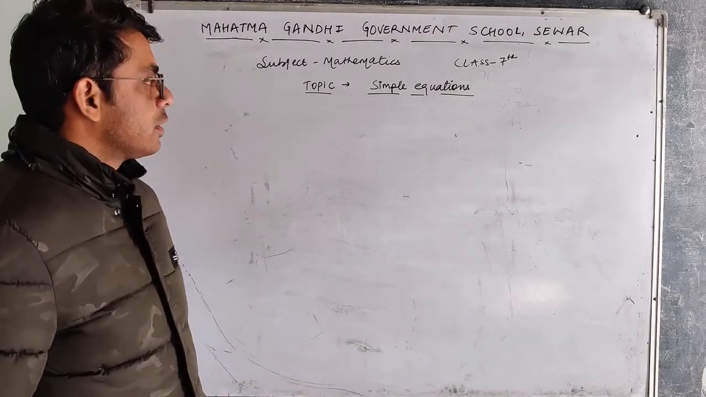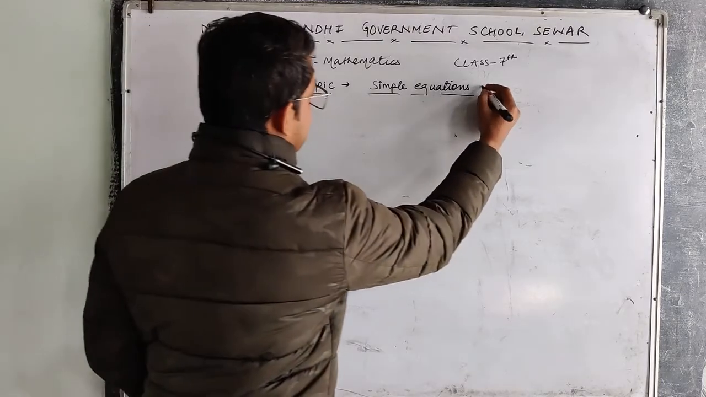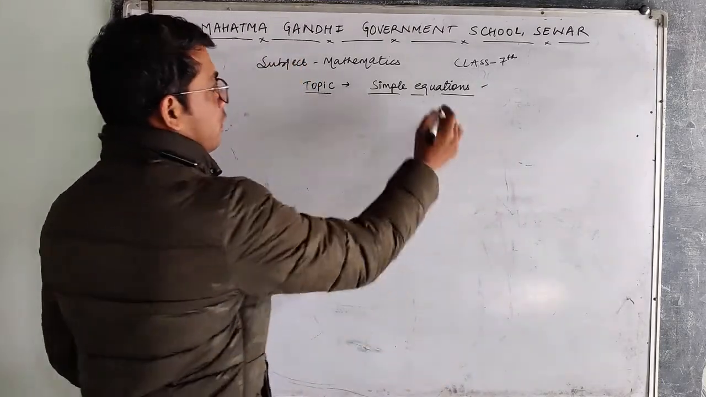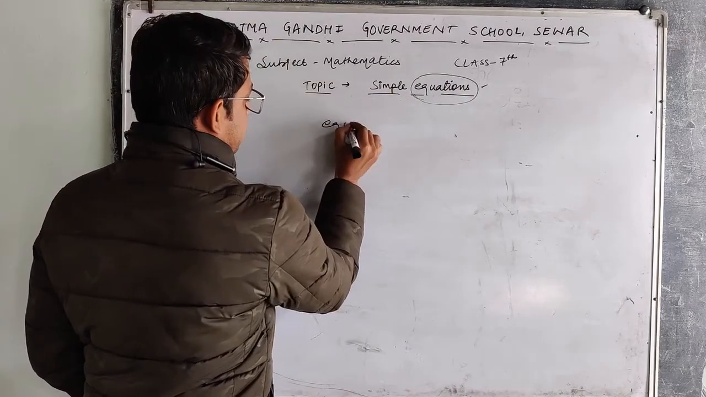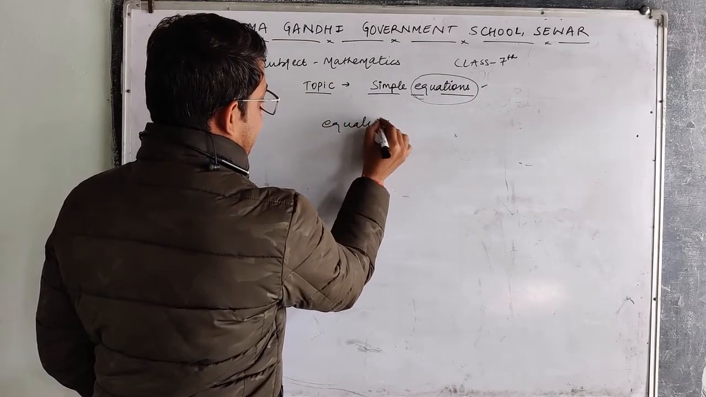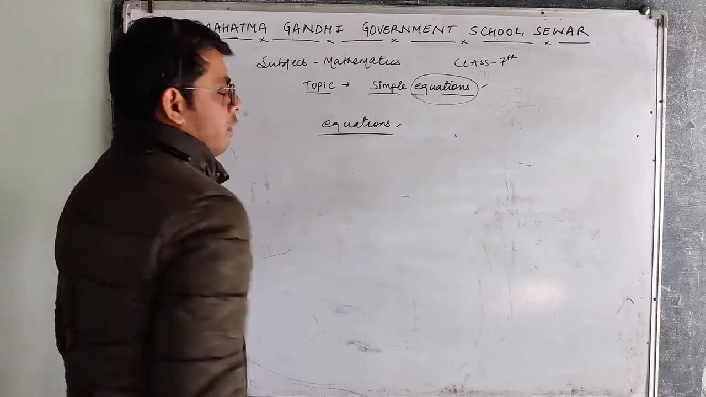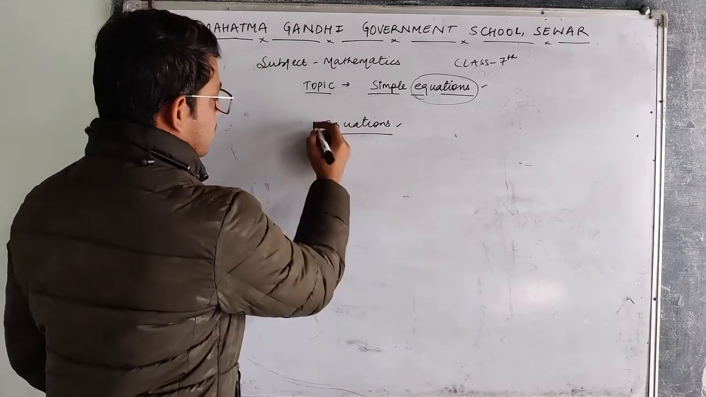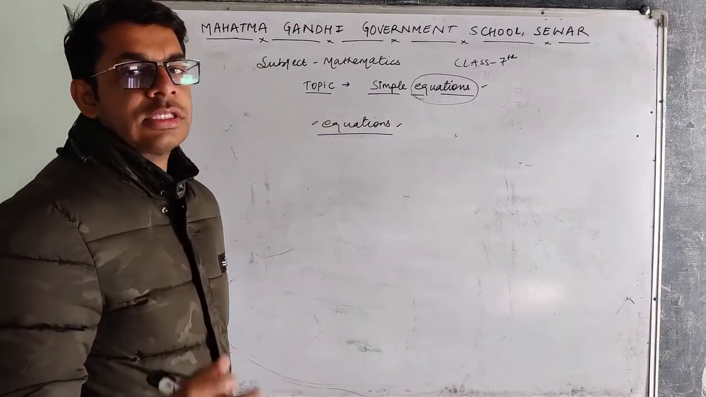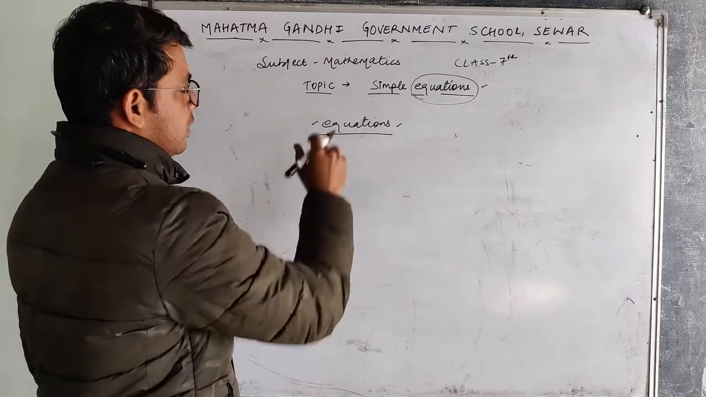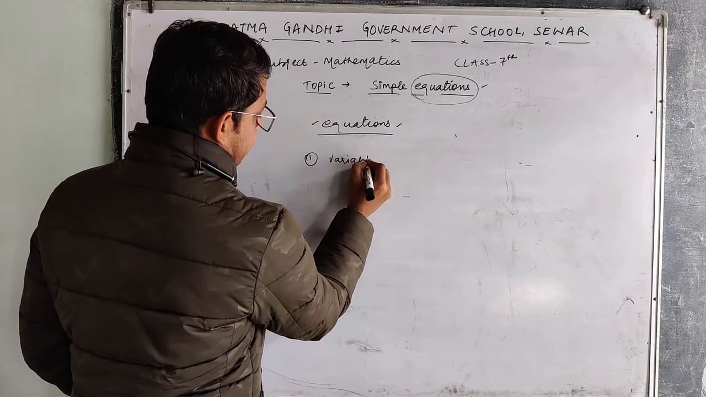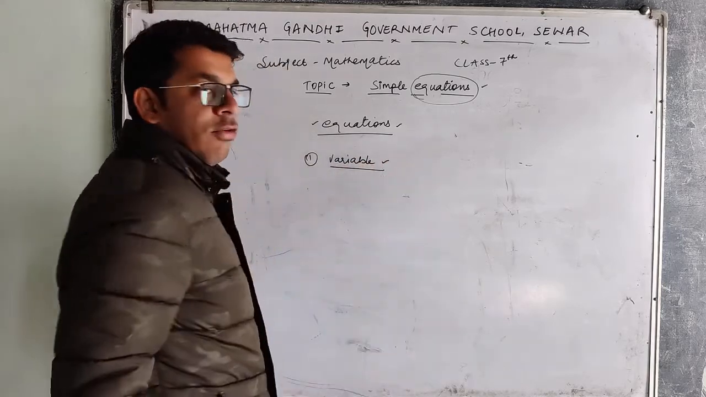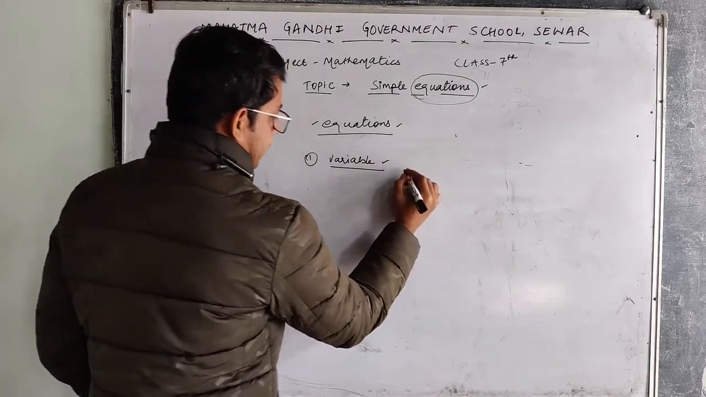Today we are going to discuss the topic simple equations. The main word is equation. Before we discuss equation, we have to discuss some fundamental words which are related to equation. First is variable. What is variable?